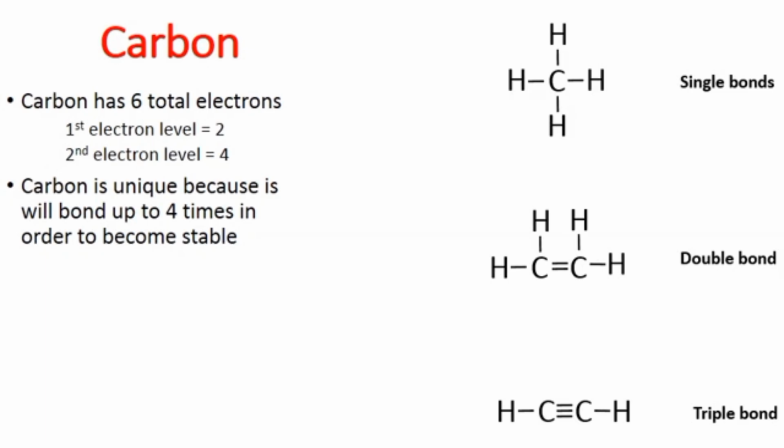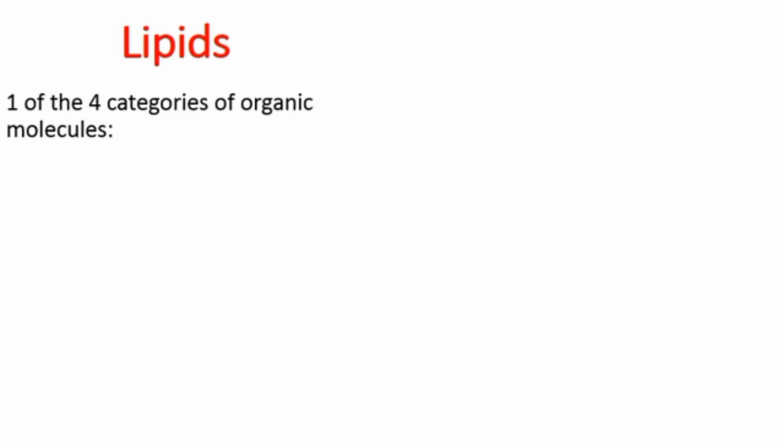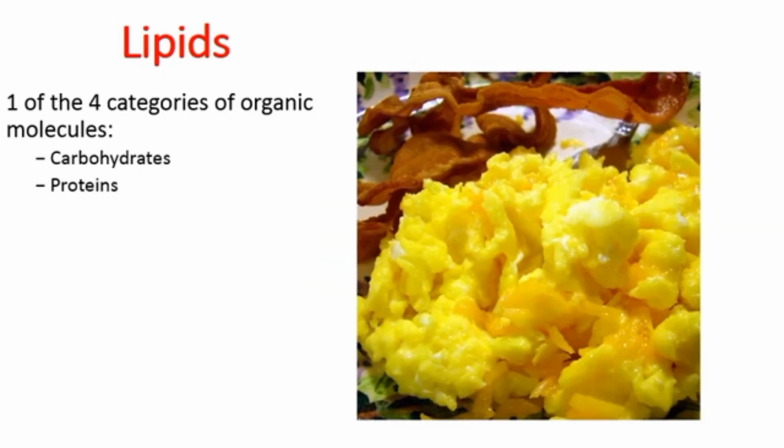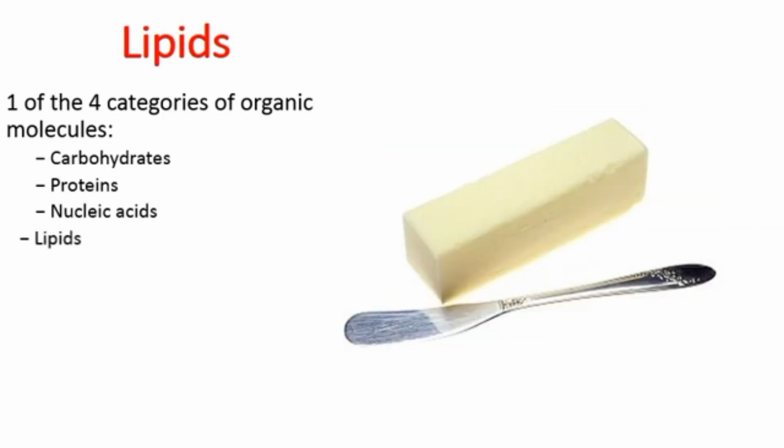Now we move on to lipids. Lipids are one of the 4 categories of organic molecules, which are carbon-based molecules. The others are carbohydrates, such as starch present in potatoes, proteins, and nucleic acids, which are DNA or RNA. Lipids can be saturated or unsaturated, which we will see in a moment.